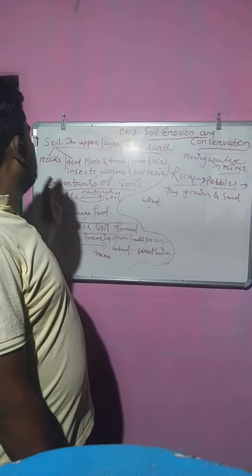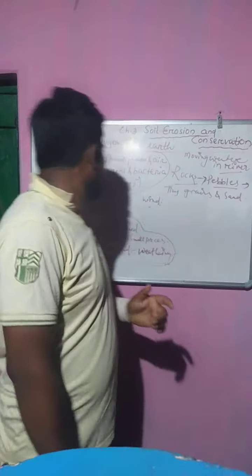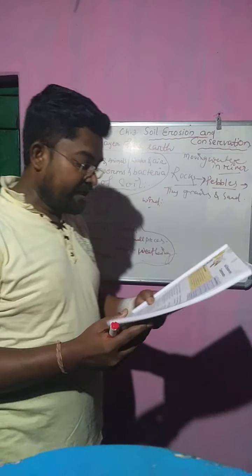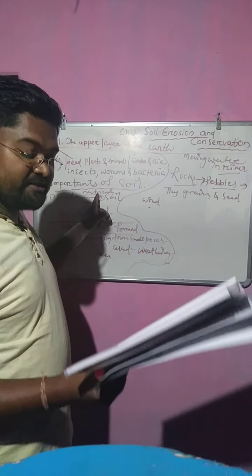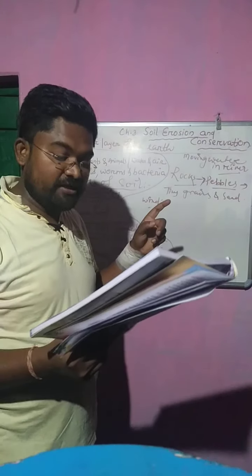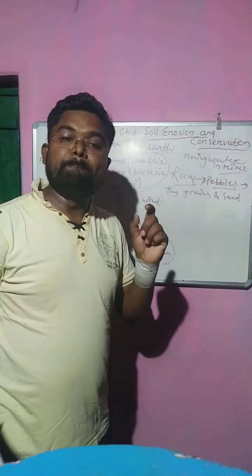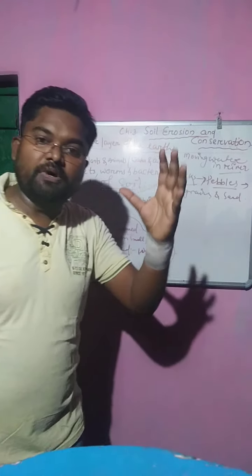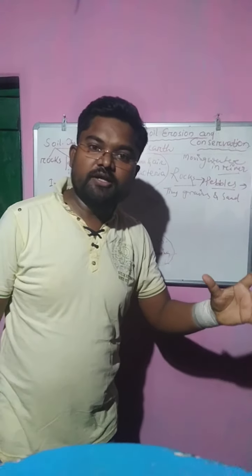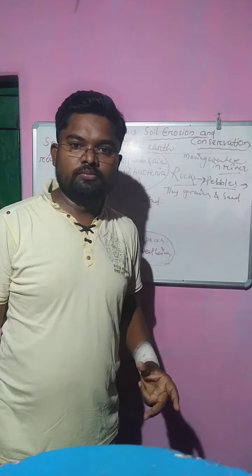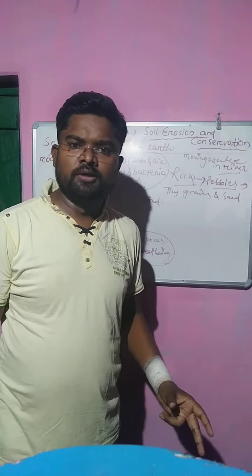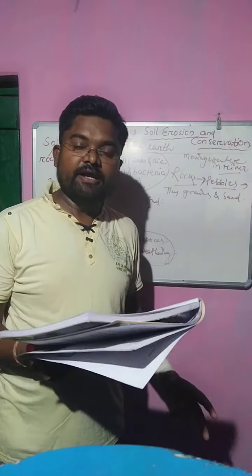Then we come to the importance of soil. What is the importance of soil? Plants use the nutrients in the soil to grow and make food. If you plant a tree on the soil, how does it get its food? Definitely from the soil, through the roots. And it makes the food.